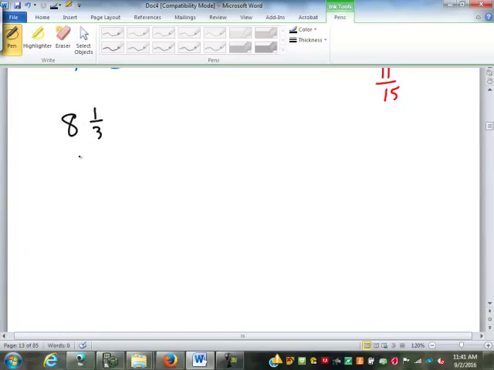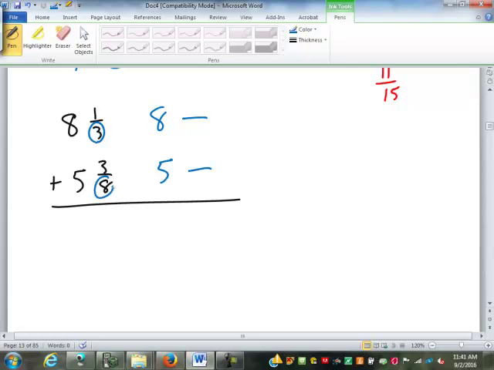So let's say I have 8 1/3 plus 5 3/8. My first step is to find a common denominator. For 3 and 8, what's that common denominator going to be? 24.